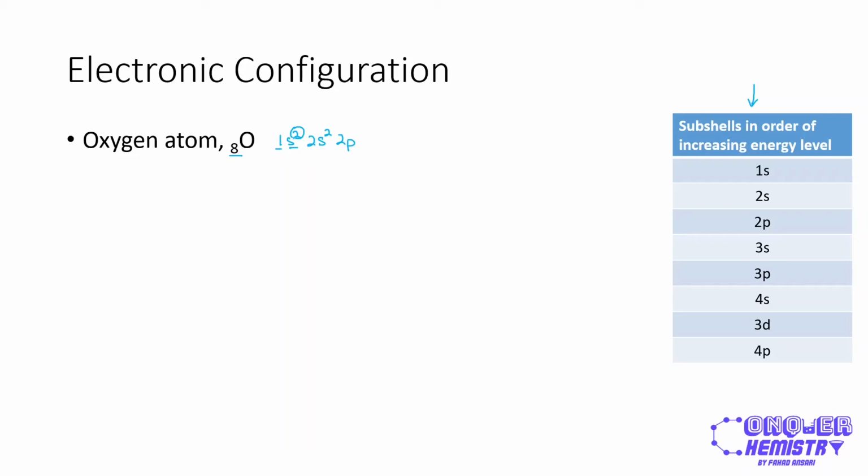And we have so far assigned 2 and 2, that is 4 electrons. We have 4 more electrons, so those 4 will go to 2p. We know that the p subshell can hold a maximum of 6. Over here, this p subshell is partially filled. So 1s2, 2s2, 2p4.